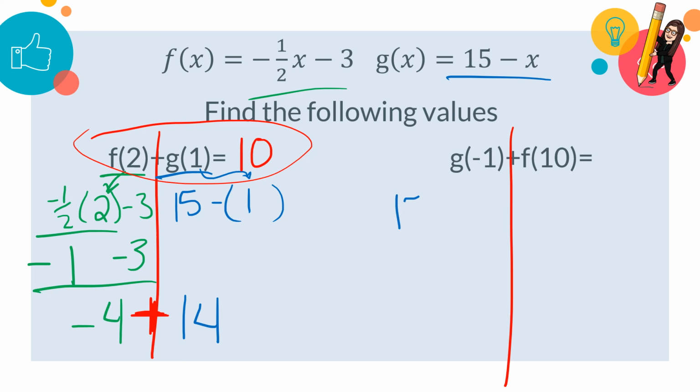G of negative 1. G rule, but instead of x, negative 1. A double negative becomes a positive, so we have 16.